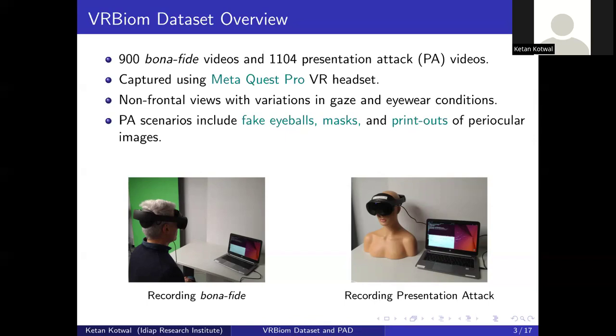So this dataset consists of non-frontal views, and we have specifically included variations in the gaze and eyewear, that is glasses, for bona fide recordings. And for the attacks, we have considered fake eyeballs, different types of 3D masks, as well as printouts of periocular images to construct different types of attacks.